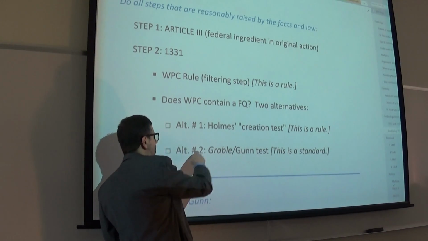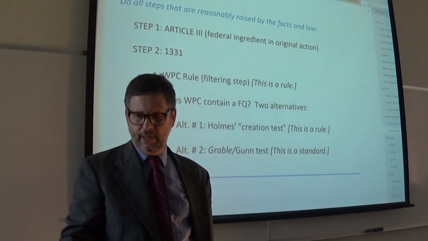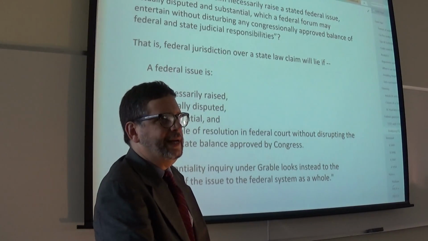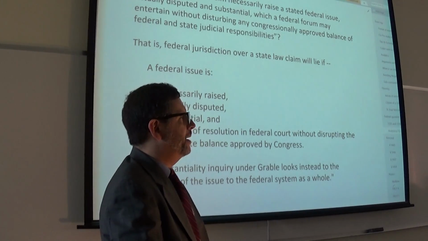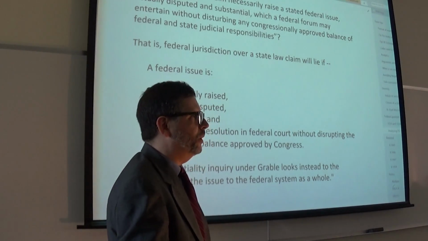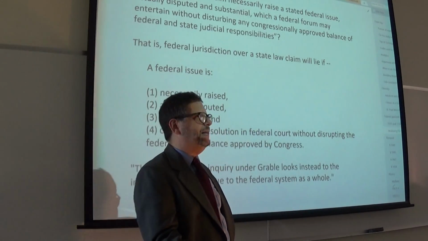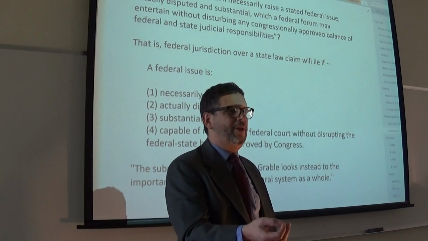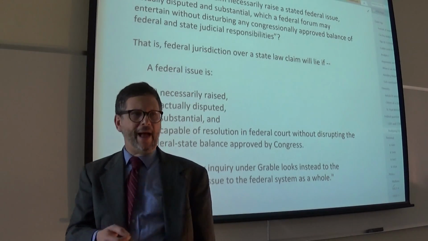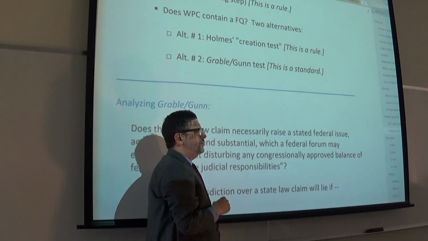What's a real bear is alternative number 2, the Grable gun test. This is not a rule, it's a standard. So first, you need to recognize the scenario where the Grable gun test is applicable. That's when the plaintiff's cause of action was created by state law but contains a federal ingredient. Okay? Think of it as, I don't know, a bowl of pudding. A bowl of pudding that contains a federal piece of fruit. Now what that means is the Holmes creation test would say that the claim arises under state law.